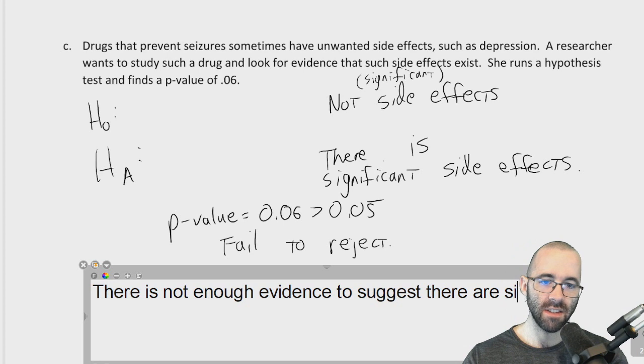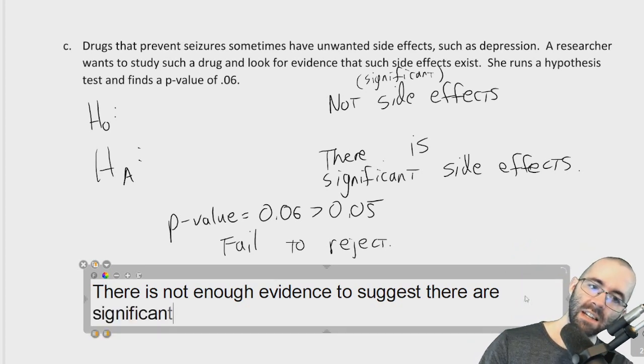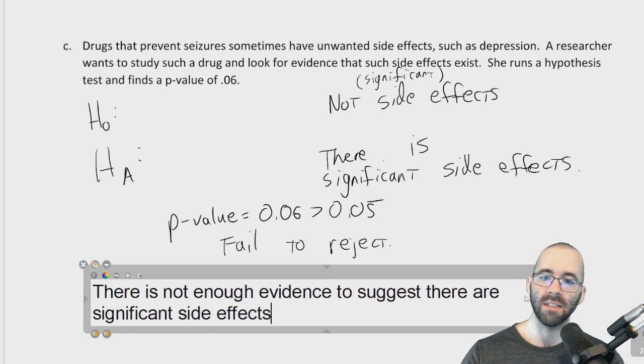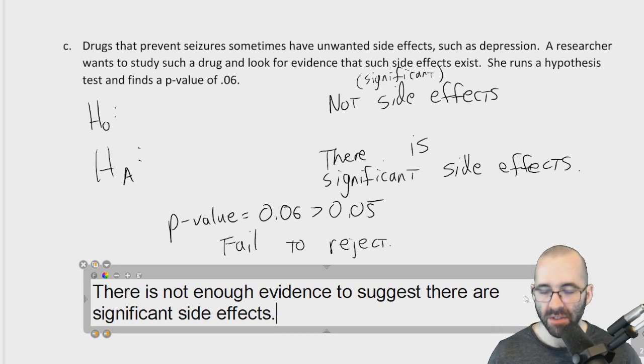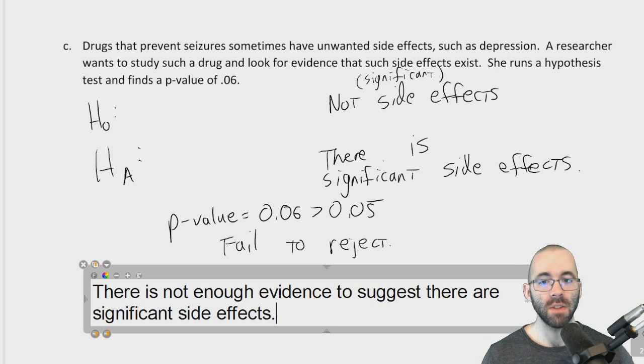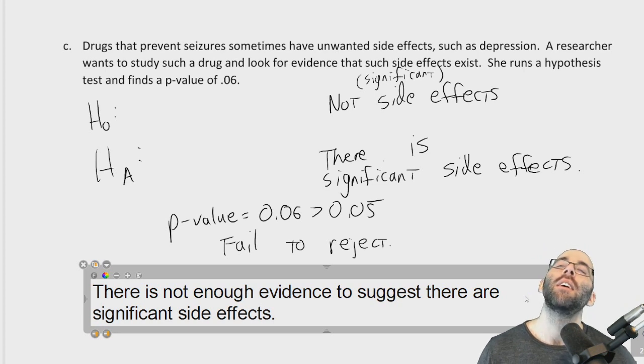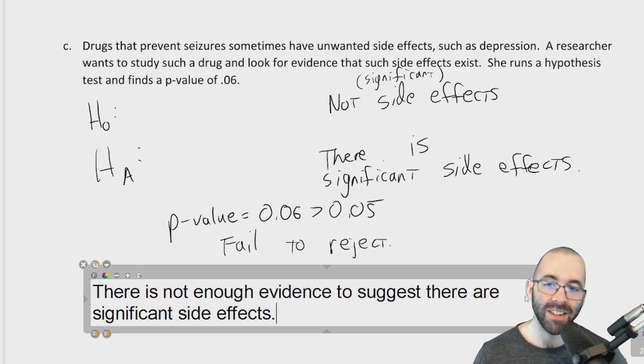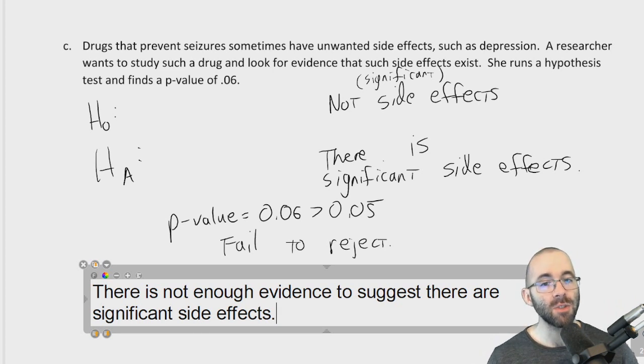That there are significant side effects. Okay. Failing to reject the null is like accepting the alternative. Does this read similar to accepting the alternative? Sorry, rejecting the null is like accepting the alternative. Not exactly the same, but it's close. Failing to reject the null is similar to accepting the null.